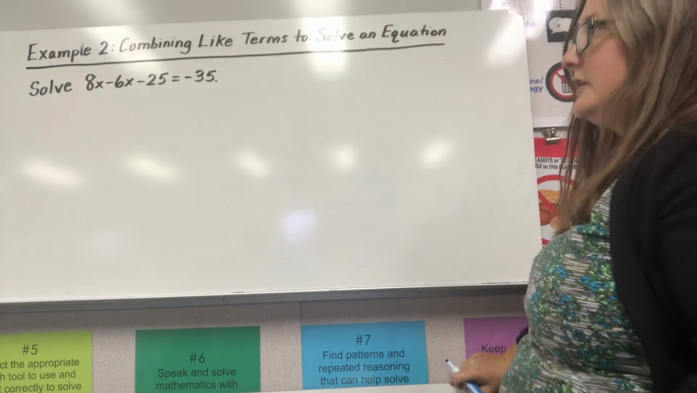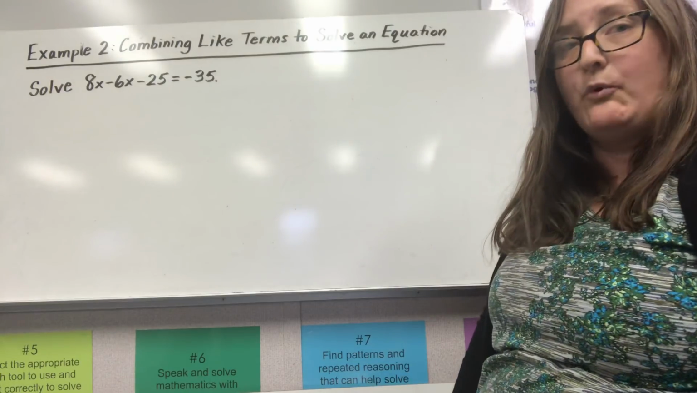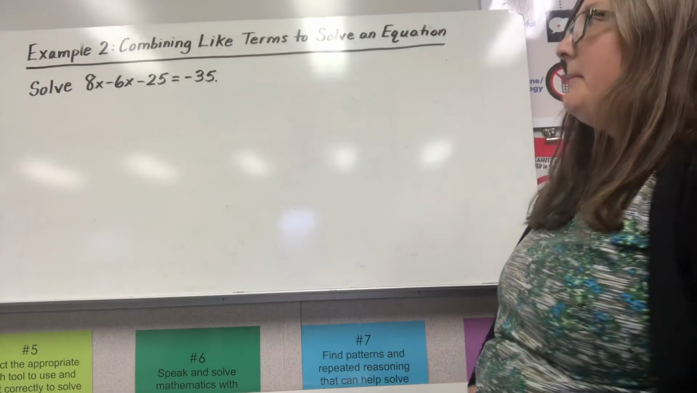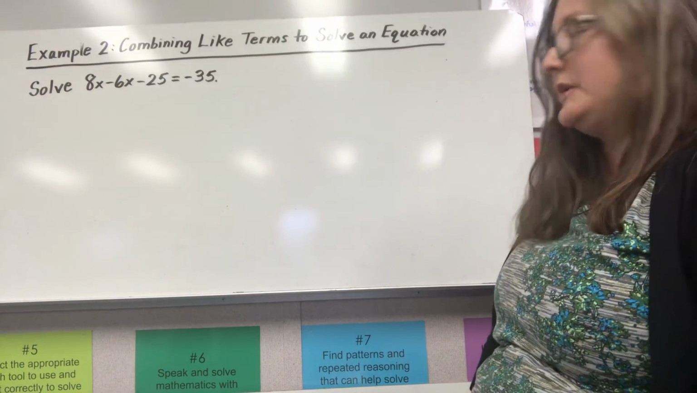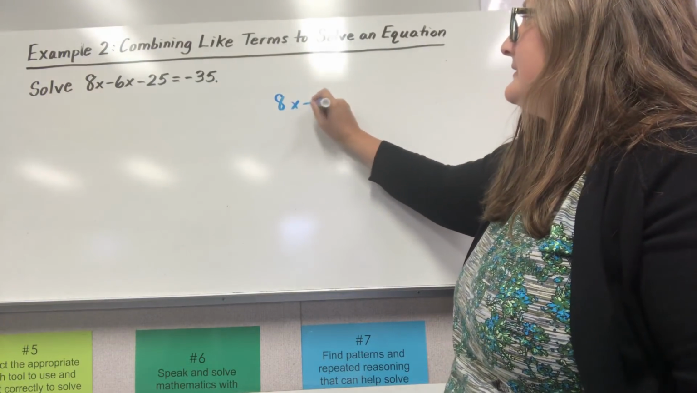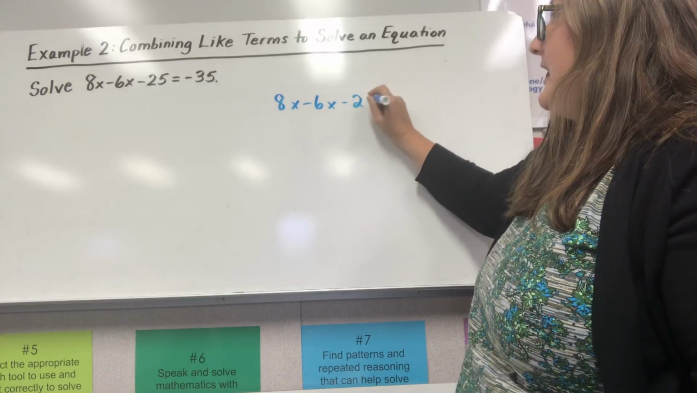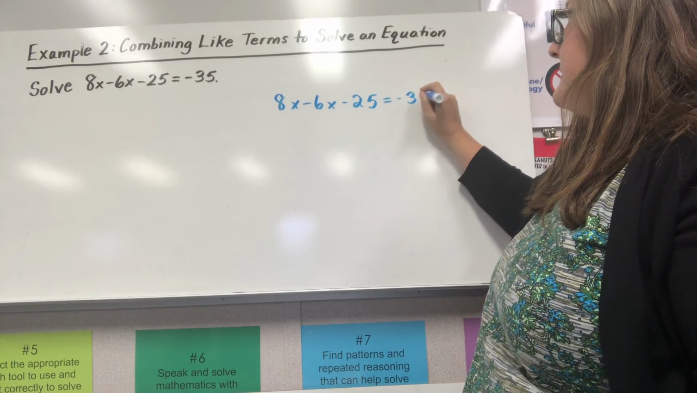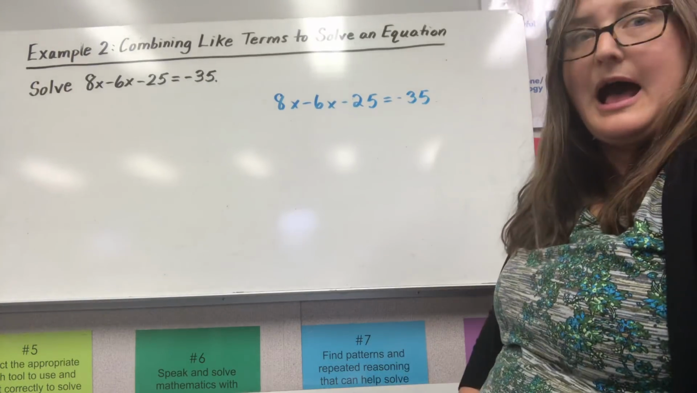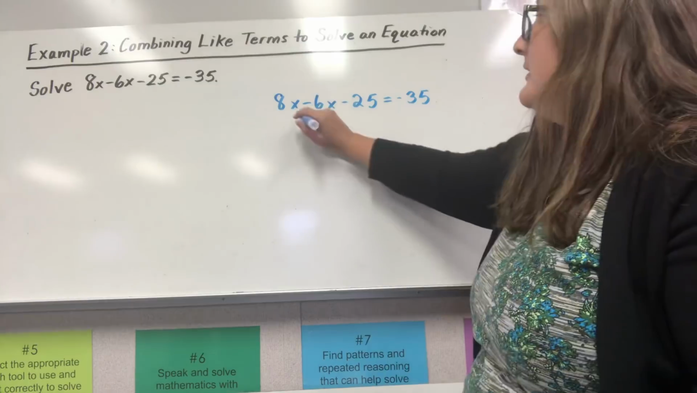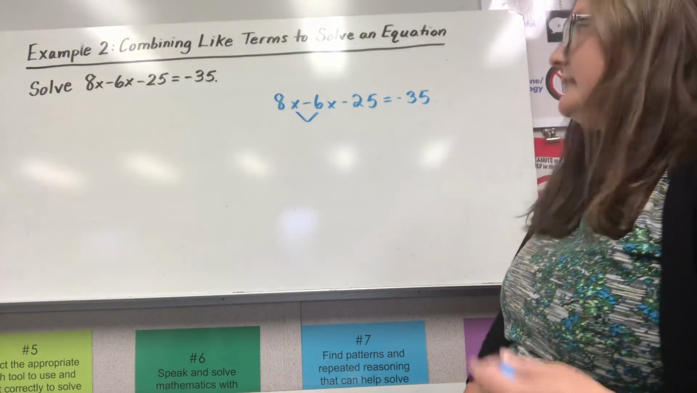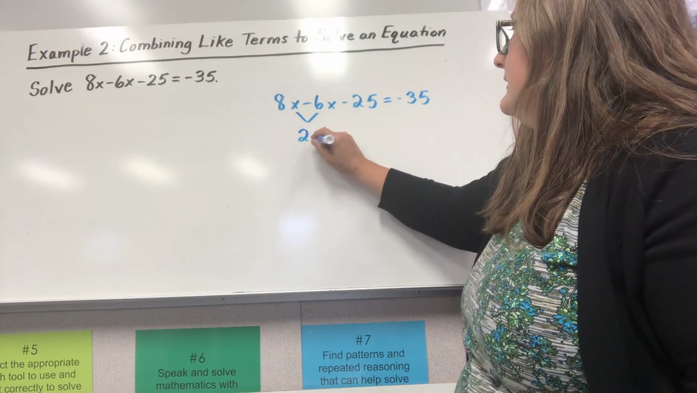Sometimes when you're solving an equation, you may notice that before you even begin to solve, you can combine like terms. Combining like terms creates an easier equation to solve. So in this case, I have 8x minus 6x minus 25 equals negative 35. Well, before I even start solving, I notice I have two x variables here. I can combine this. It's called combining my like terms. They both have a value of x. So if I have 8 x's, take 6 away, I'm left with 2x.